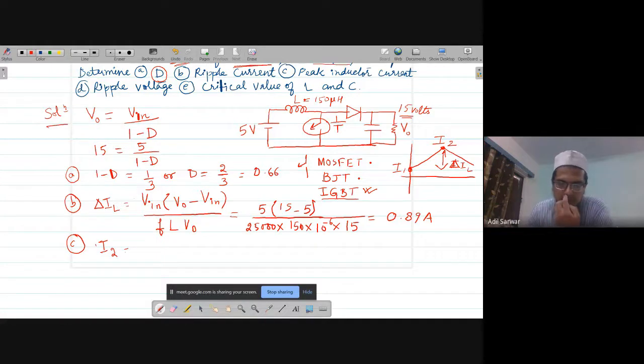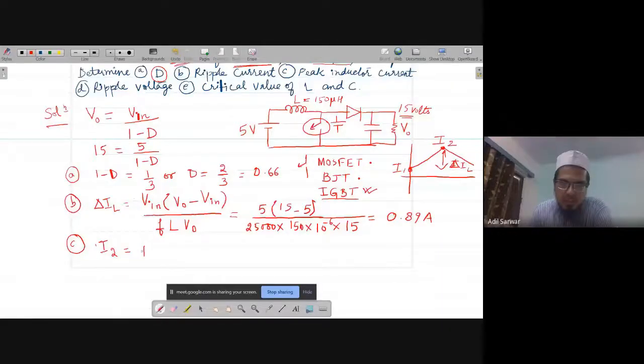So I2 again, there is an expression for it. I2 is equal to the average inductor current IL plus delta IL divided by 2. So this was the expression, while I1 was the average inductor current minus delta IL by 2.